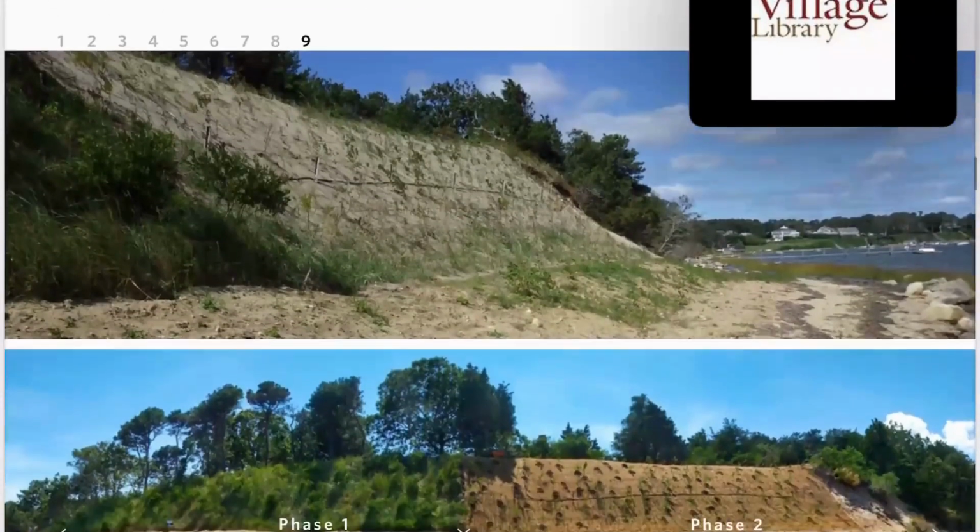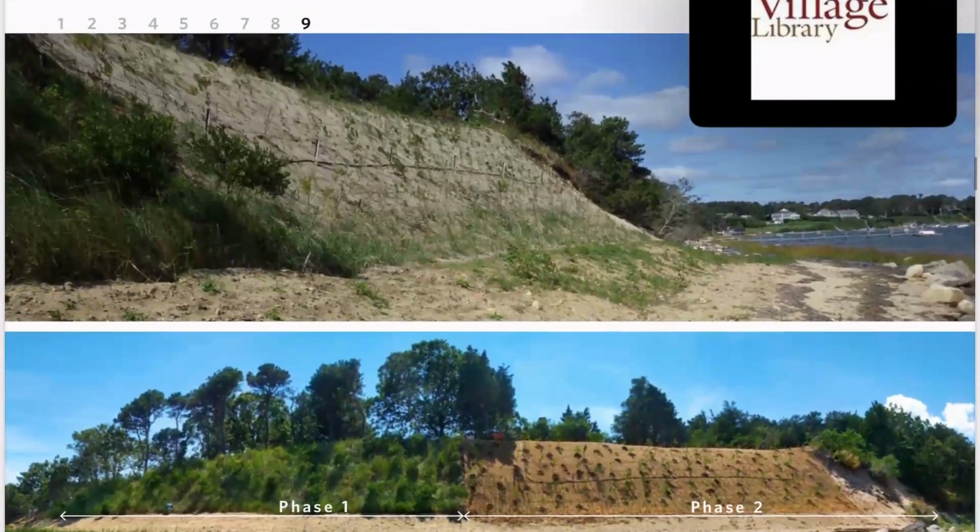So this project was happening in the Pleasant Bay estuary, which was going through a lot of changes. So when we started, you can see phase 1 there at the bottom. That was the only area that had any erosion. Phase 2 didn't have any erosion, but there was a series of storms. This goes back to around 2010.